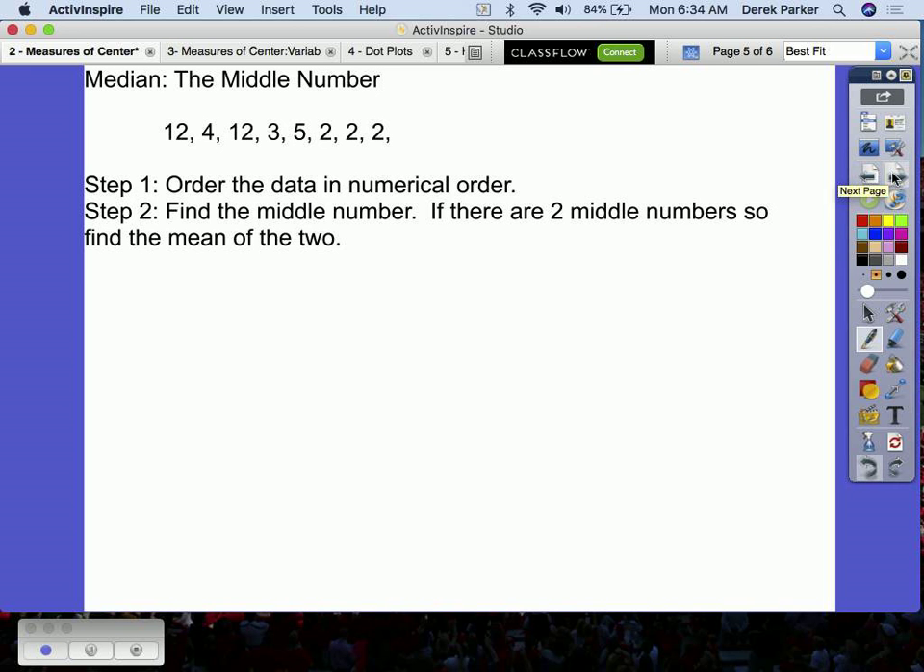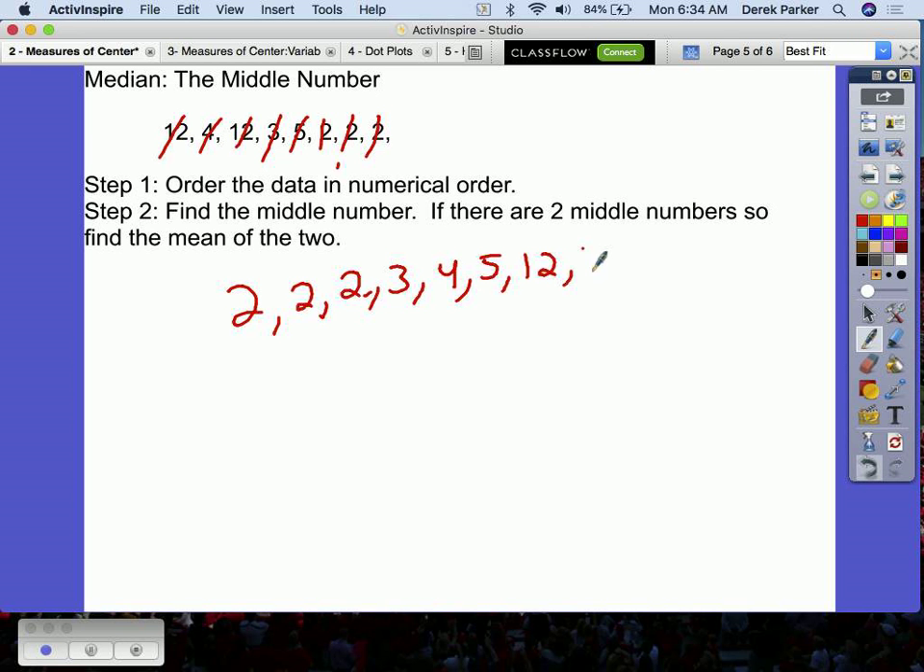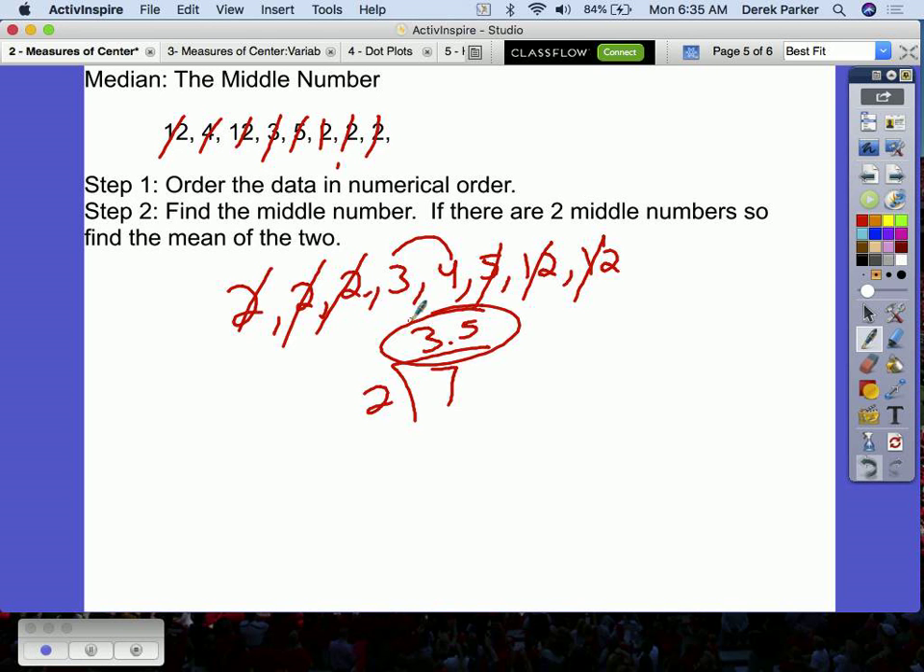Median. First step, order the data in numerical order. Now that you have it in order, go till you meet in the middle. Now, in this case, I have 2 middle numbers. When you have 2 middle numbers, you add those up and you divide by 2. And 3.5 would be my median.